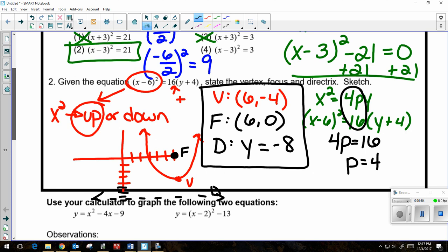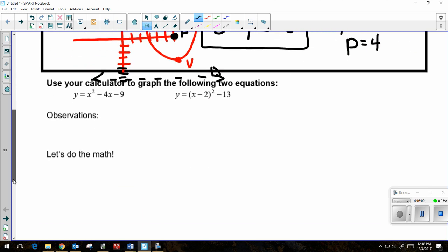So there's your do now. If you have questions or need to review it, rewind or pause as you need. So we're going to get into today's lesson.